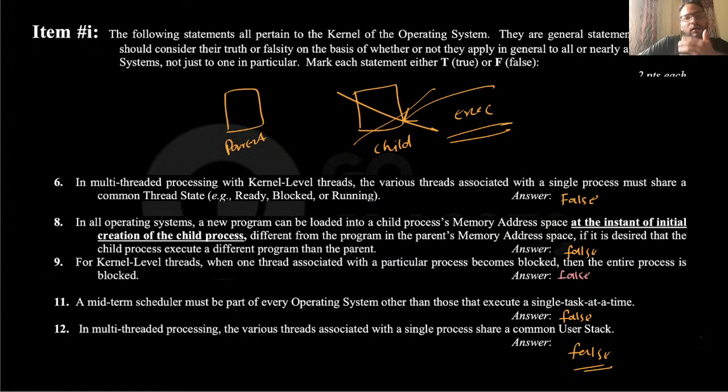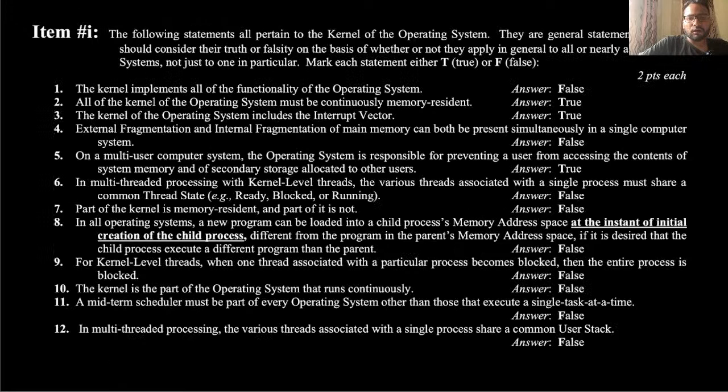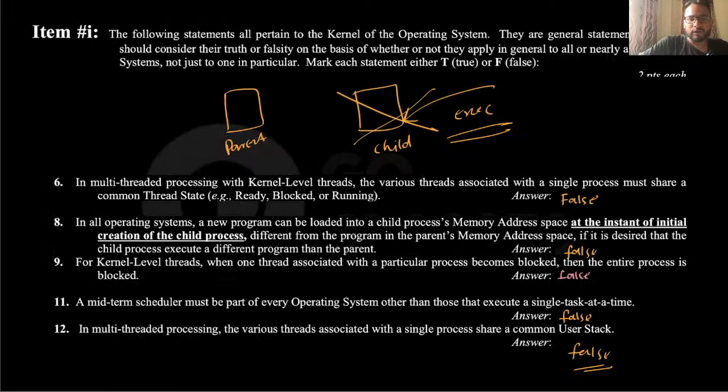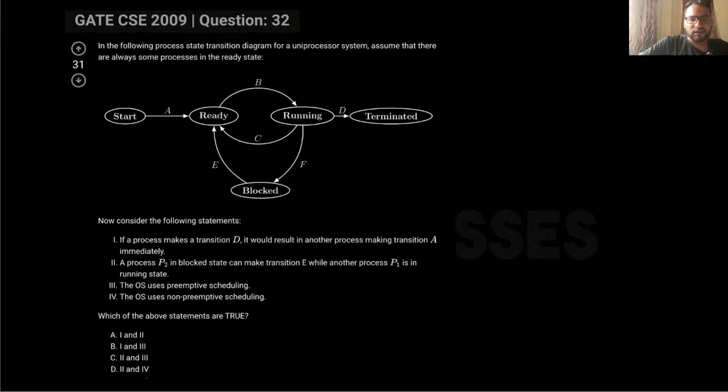Okay. Now let's just do some GATE PYQs related to the scheduling. In the following process state diagram, for the uniprocessor system, which means there is only a single CPU, assume that there are always some processes that are in the ready state. So there are always some processes that I want to run. Now consider the following statement. If the process makes a transition D, it would result in another process making a transition A immediately. Is this true or false?